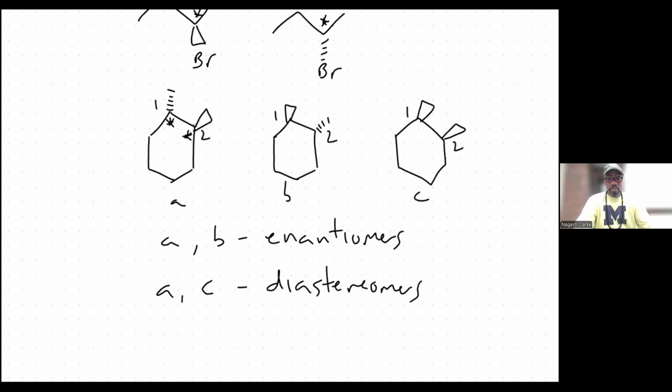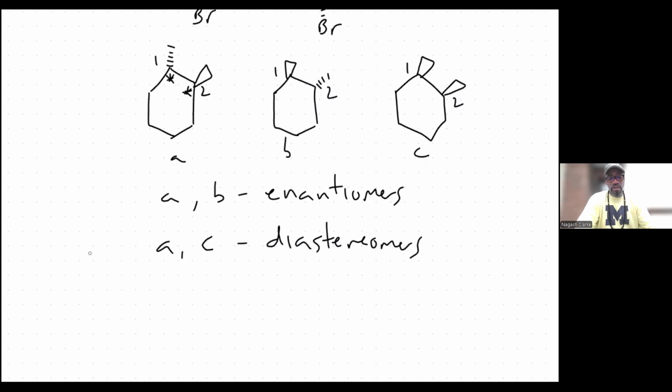So A and B are mirror images of each other. And you could actually turn B over and you can see how it reflects A in a mirror. And C is a diastereomer of A. It's also a diastereomer of B, right? B and C are also diastereomers. So B and C and A and C are diastereomers.